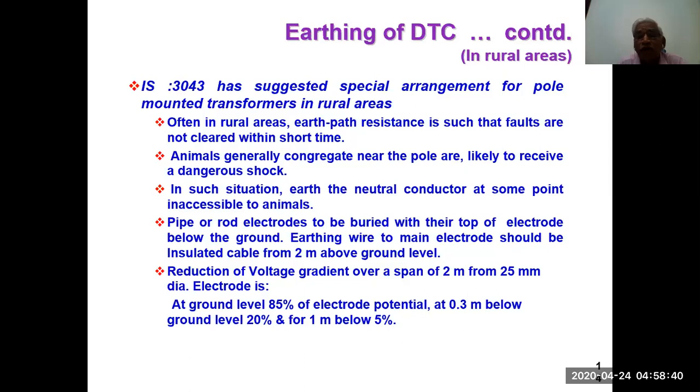Earthing wire to maintain electrode should be insulated cable from 2 meters above the ground level. Now, reduction of voltage gradient over a span of 2 meters from a 25 mm diameter electrode: at ground level it is 85% of electrode potential, at 0.3 meters below the ground level, and 20% for 1 meter and below.